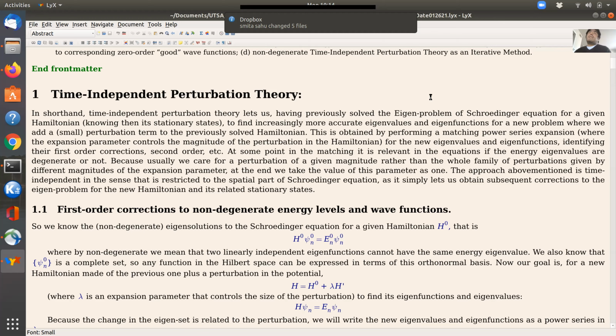One last thing is that in the management of time-independent perturbation theory, we'll have this expansion parameter, but at the end of the day, we'll make it equal to 1. The reason why will become clearer when we see this interpretation of time-independent perturbation theory as an iterative method. I'll explain the technique mathematically, so don't worry about it, we'll make it clear. And I think that's the summary of the methodology.